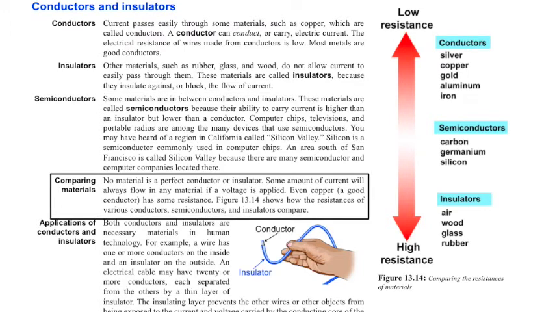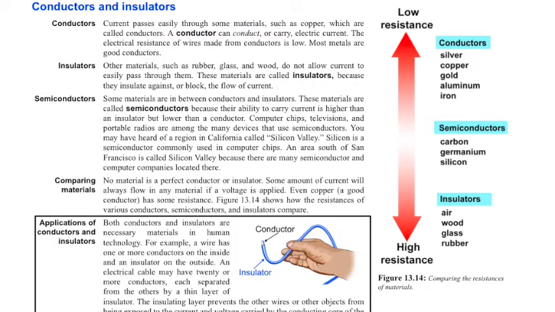Comparing materials. No material is a perfect conductor or insulator. Some amount of current will always flow in any material if a voltage is applied. Even copper, a good conductor, has some resistance. Figure 13.14 shows how the resistances of various conductors, semiconductors, and insulators compare. Now, in our model, we assume that the wires in our circuit have no resistance, and we model it so that our battery also has no resistance. So all of the resistance in our circuit comes only from the resistors. And this is a model because it's a simplification.